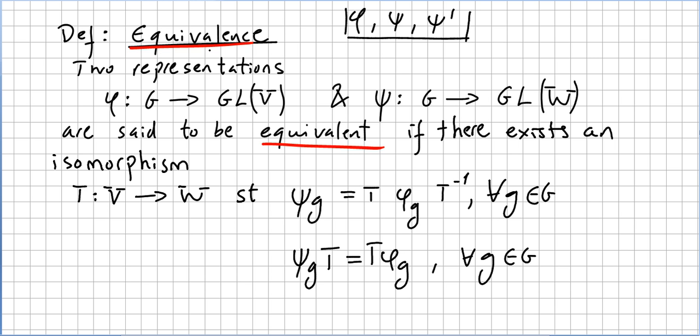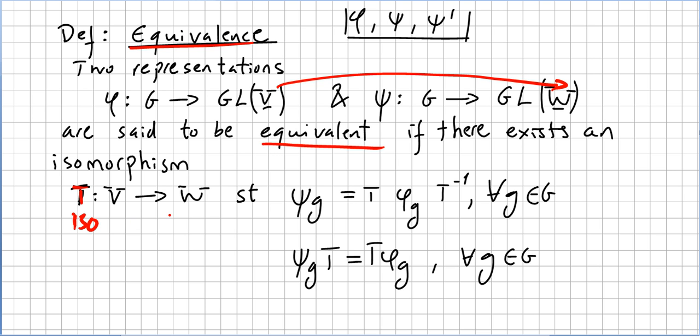So, definition of equivalence: two representations, phi from the group G to the general linear group and psi from the group G to the general linear group, of course with vector spaces that might be different or not, are said to be equivalent if there exists an isomorphism. So this T here is our isomorphism that takes us from V to W.